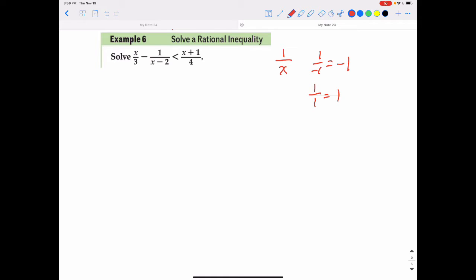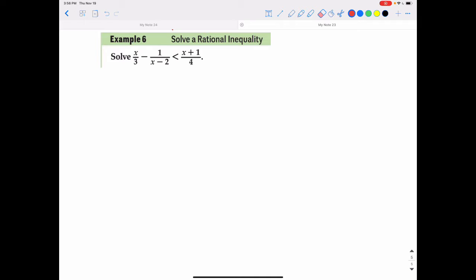So whenever the denominator goes from positive to negative, it changes your answer from positive to negative or vice versa, and that can have a drastic effect on a rational inequality.